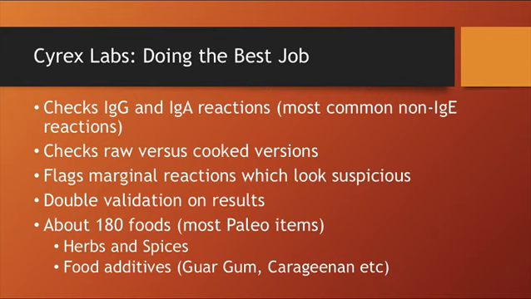And the other thing that I like about what they do with this particular test is they test about 180 foods. Most of them are foods that you're going to find on a paleo diet, and they include things like herbs and spices and food additives like guar gum or xanthan gum or carrageenan, which you don't always find on other tests.